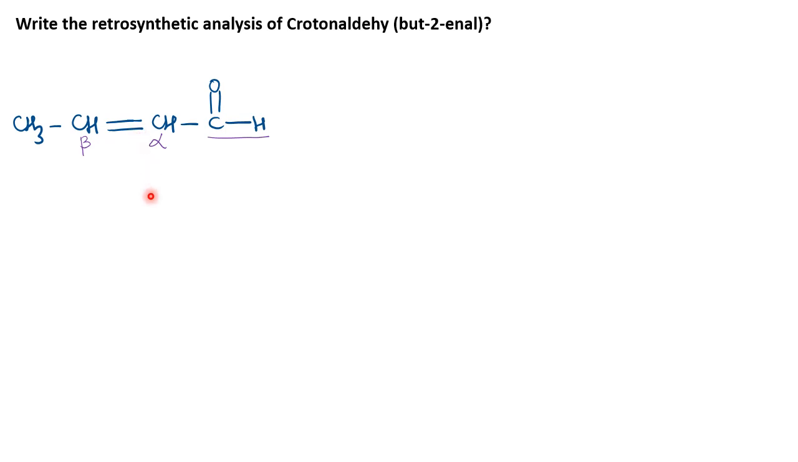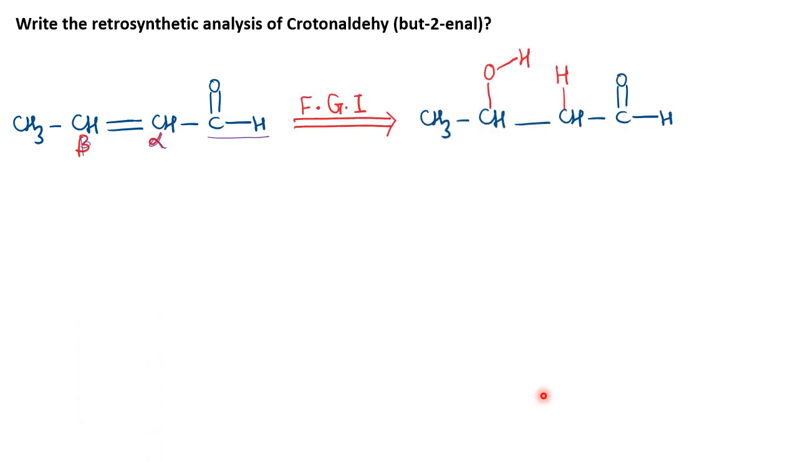But we take care that when we are converting the functional group into alcohol, we add OH on the beta carbon, and what you are going to get will be an alcohol in which the beta carbon has OH and the alpha carbon gets hydrogen. This is how we do the functional group interconversion. You should use this strategy for each and every alpha beta unsaturated aldehyde or alpha beta unsaturated ketone. So you have done the FGI.